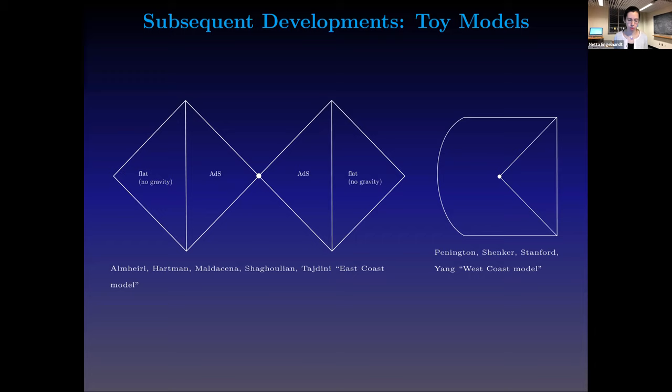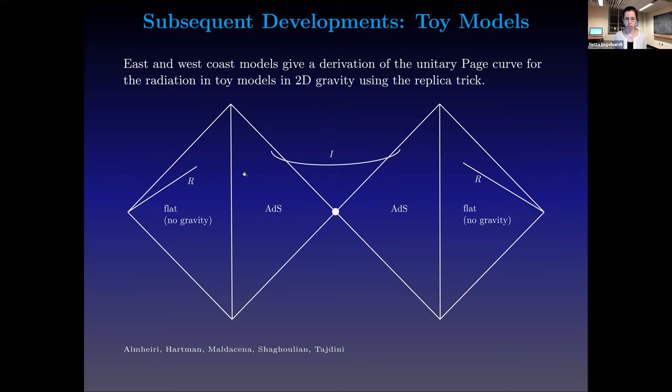So in this model, what is essentially going on is that you have an AdS2 here. So this is all in 2D gravity. This is attached to a flat region, which is acting the part of the external reservoir that I mentioned earlier. And this calculation is then done, which is essentially directly computing the von Neumann entropy using the replica trick. So not using minus trace rho log rho in Lorentzian time, but using the gravitational replica trick.